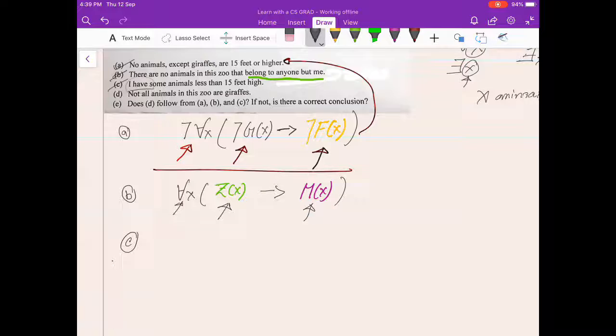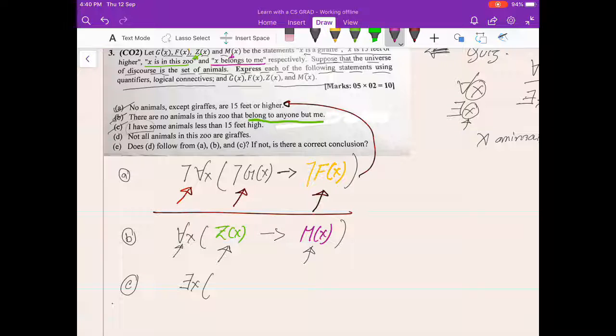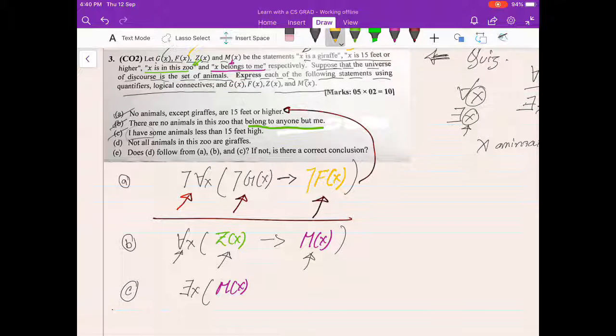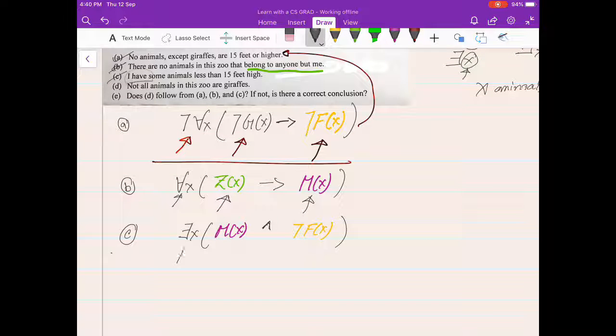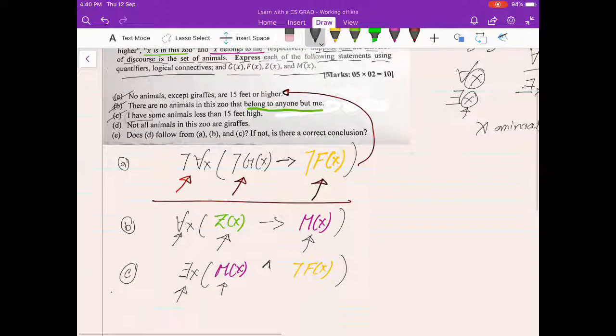Let's go to the third one. I have some animals, so ∃x, less than 15 feet high. I have, so that means it belongs to me. So that is M(x), and the question says less than 15 feet high, right? So it would be not 15 feet high. We put an implication, no, we put an and sign here, because finally this is: I have some animals that belong to me and that are less than 15 feet high.